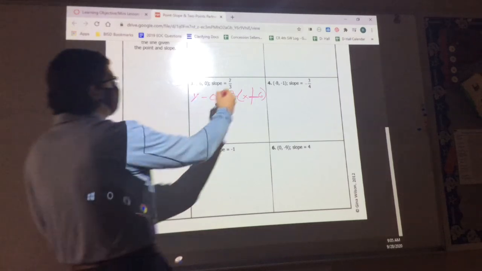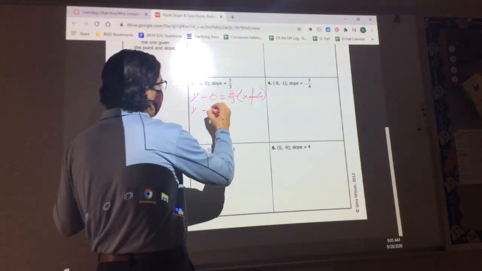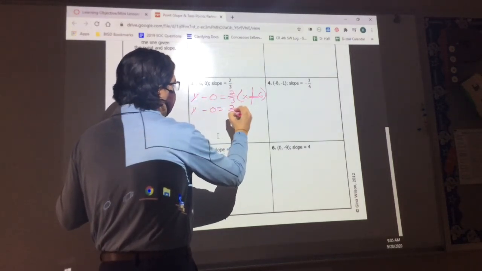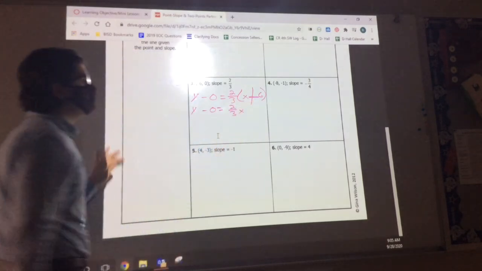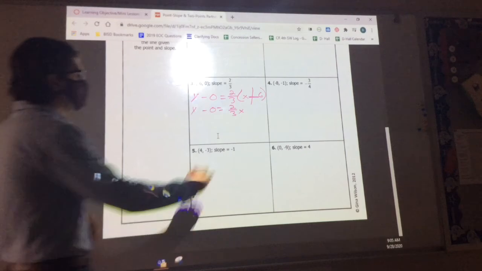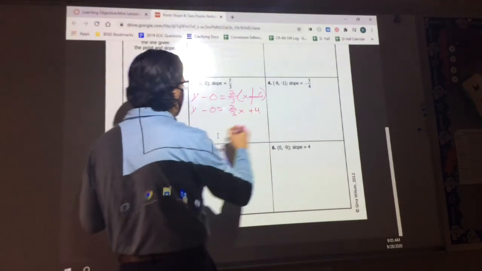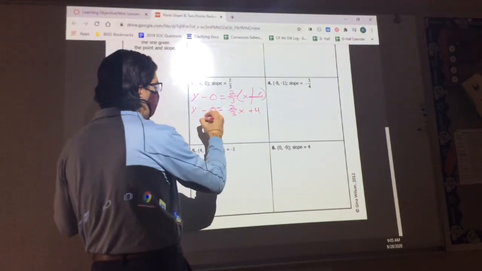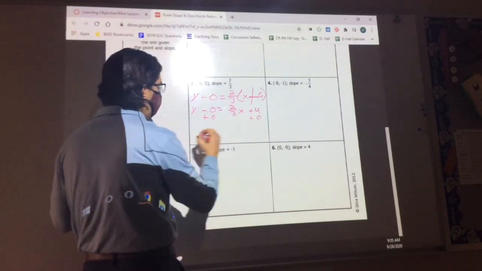So now what I'm going to do is I'm going to do 2/3 times x. So I've got y minus 0 equals 2/3x. And then 2/3 times 6 is what? 4? Okay, so now I'm going to add 0 to both sides. Simply doing this just to make a point of it.